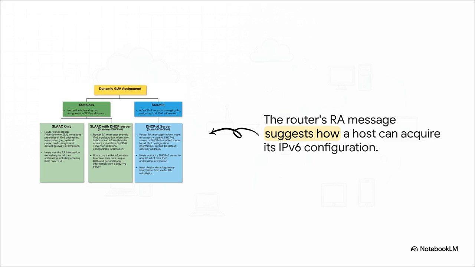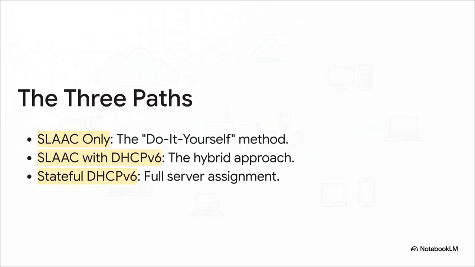And the choice isn't random. It's all dictated by secret codes inside that RA message we were just talking about. So what are these 3 paths on the menu? First, there's SLAAC only, which we'll just call the do-it-yourself method. Then you've got a hybrid approach, SLAAC with stateless DHCPv6.